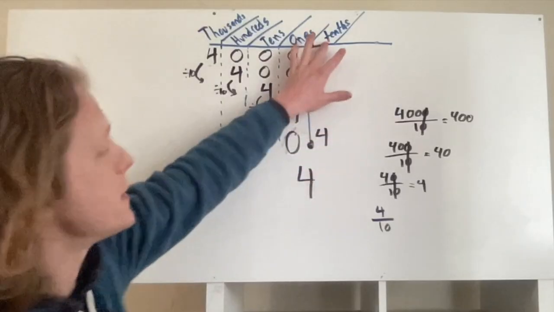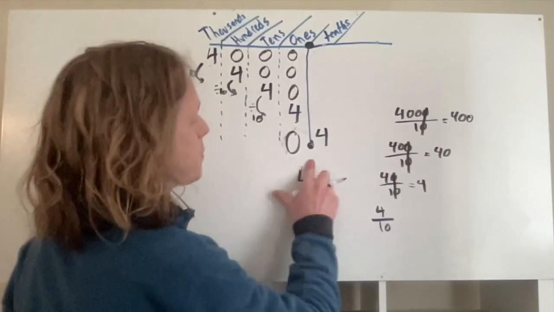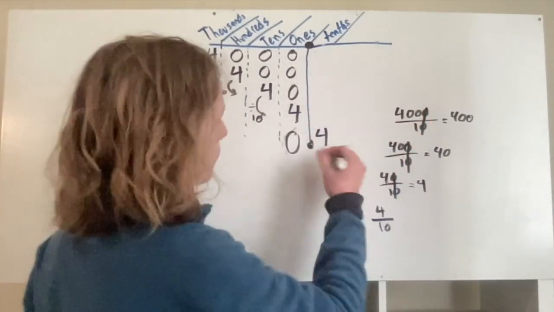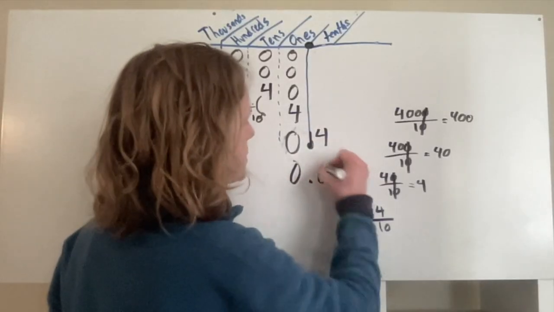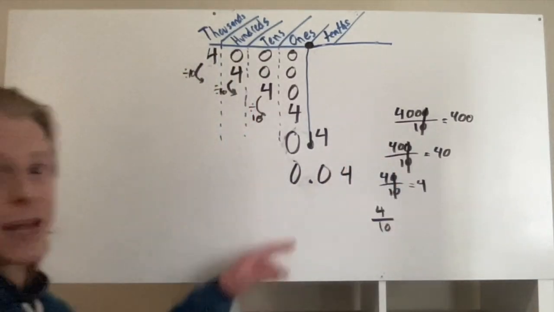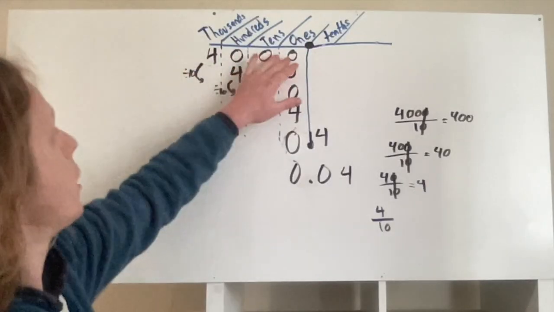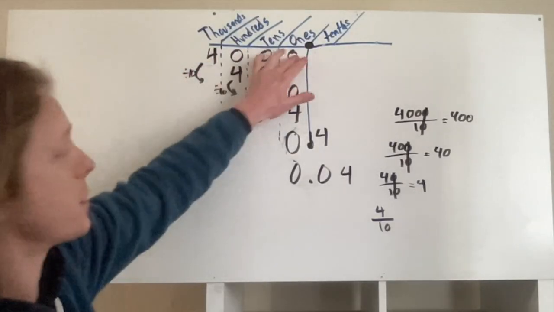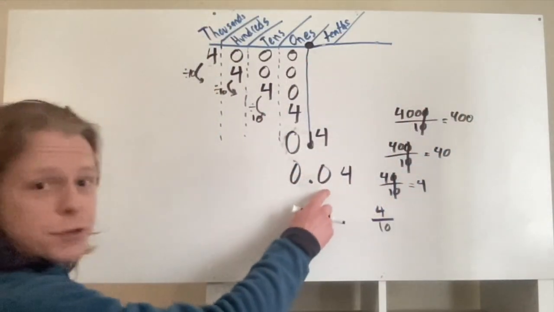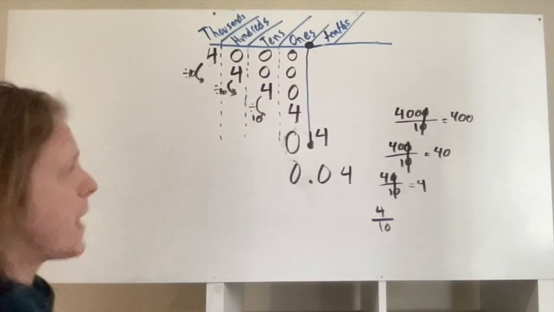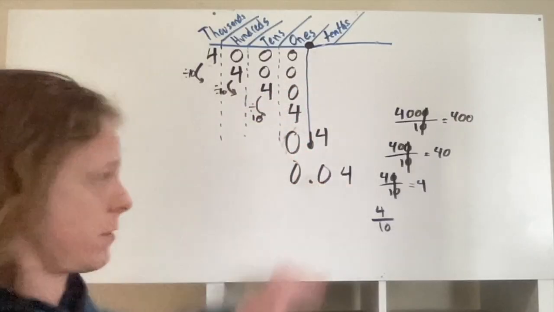But 4/10. Okay, what happens if I go even one spot further to the right? Okay, instead of 0.4, it would be 0.04. Just like we have placeholder zeros here on the left side of the decimal point, like for 4,000, right? We have these 3 zeros. If we have a number on the right side of the decimal point, like here, we need to put a placeholder 0.